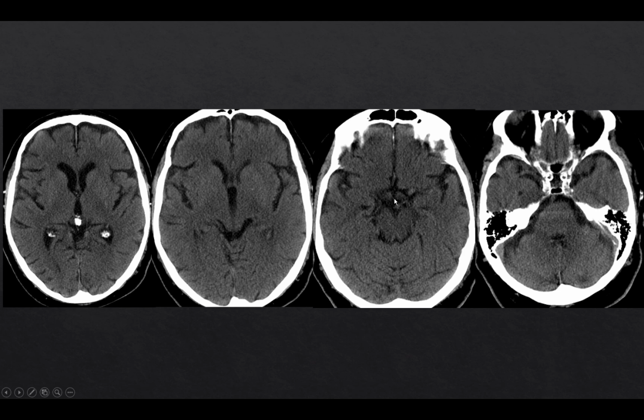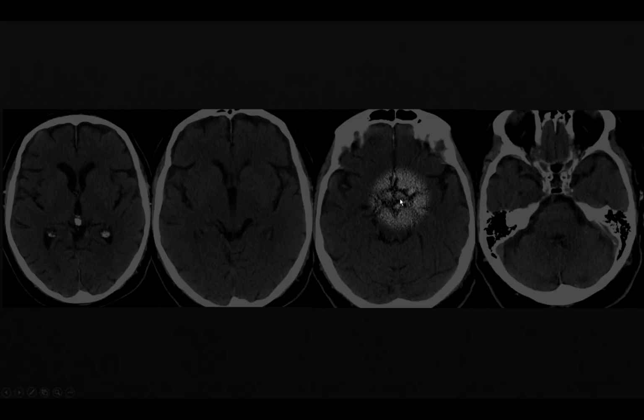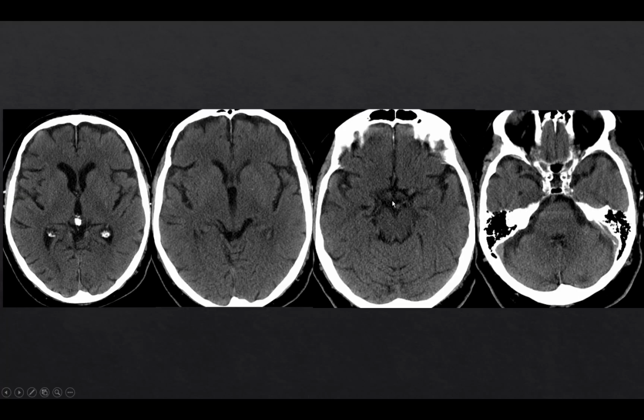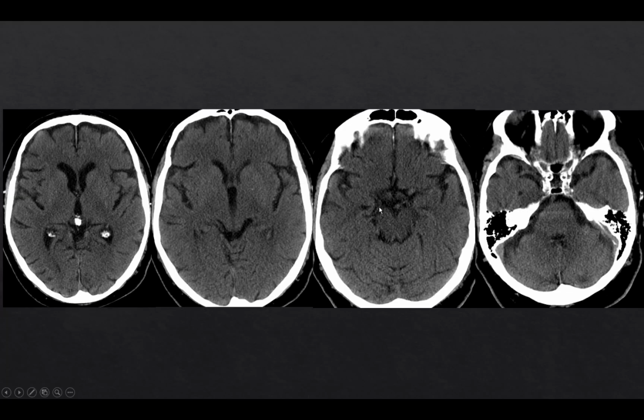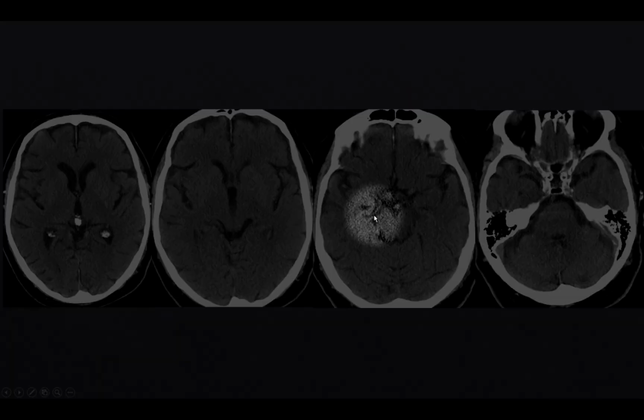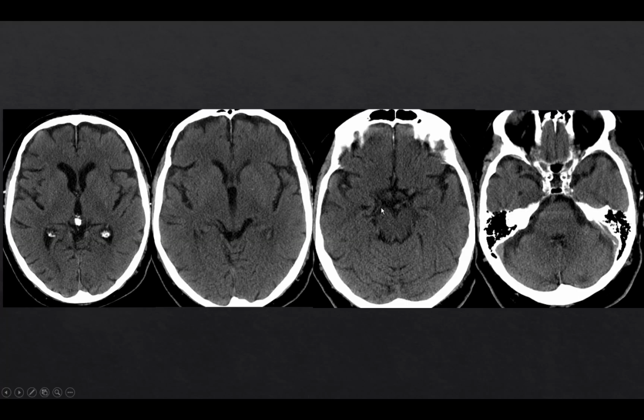Next, we have the suprasellar cistern, which is anterior to the interpeduncular cistern, surrounds the pituitary and infundibulum, and the optic chiasm. Then we have the perimesencephalic cisterns, which are made up of the interpeduncular cistern between the two cerebral peduncles, this triangular-shaped space. We have the crural cistern between the temporal lobe and the cerebral crus. Then we have the quadrigeminal plate cistern.